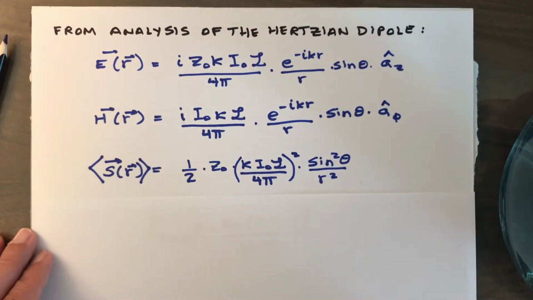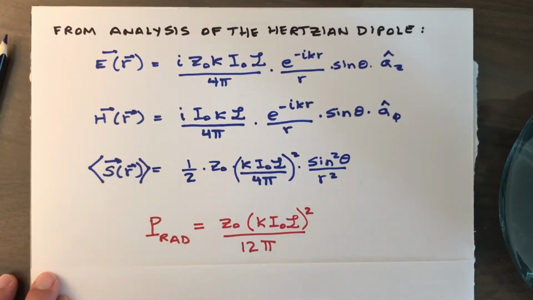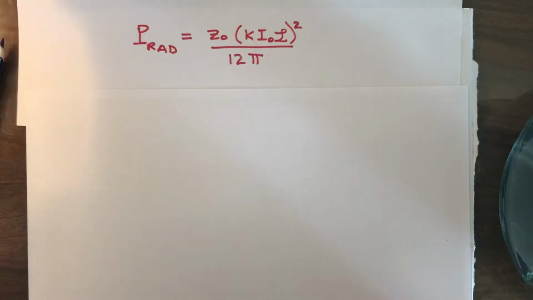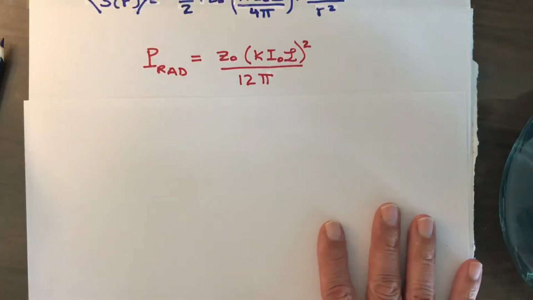From there, we go ahead and obtain the Poynting vector by multiplying both of those and taking the real part and dividing by 2. And then from there, we integrate over the surface of the sphere and come up with this radiative power expression. From the radiative power expression for the Hertzian dipole, we go ahead and note the following.